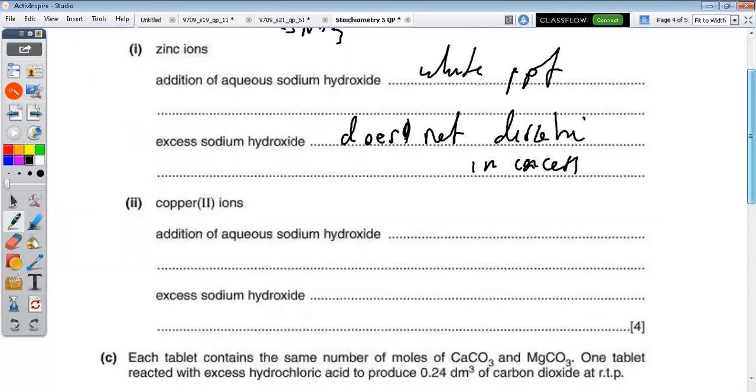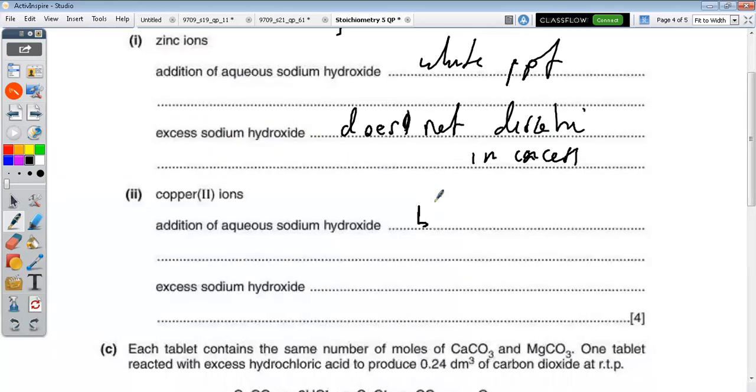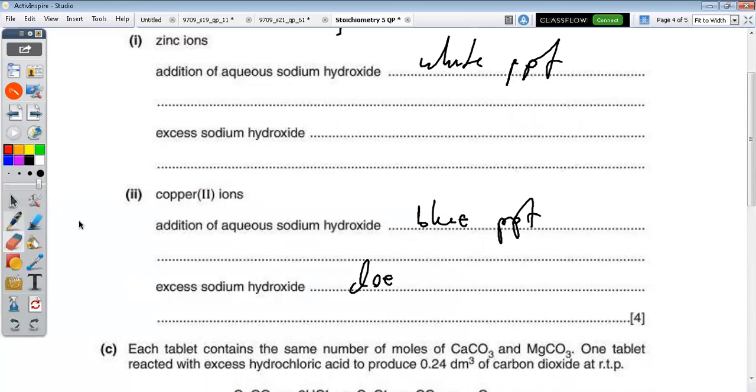So the precipitate, yes, together. Then the blue precipitate does not dissolve in excess. Sorry, mixing things. I gave you the correct things. The zinc dissolves in excess to form a colorless solution.